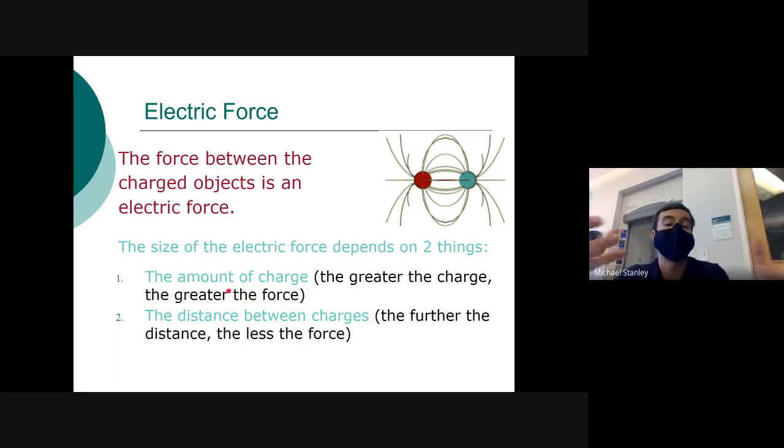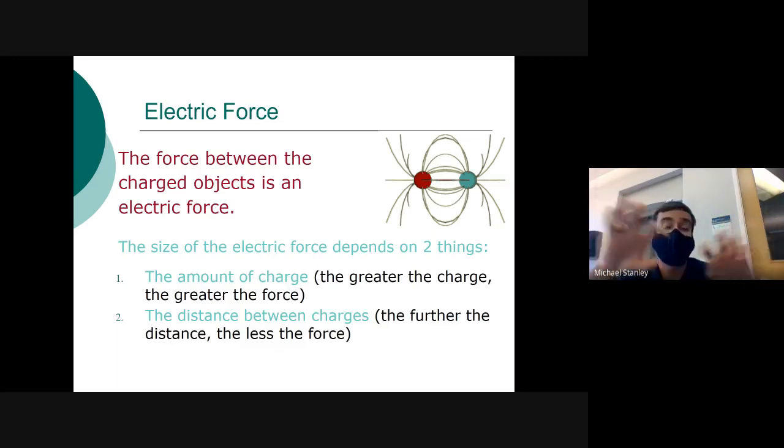So the bigger the charge on your objects, like the more protons or more electrons that you have on your objects, that's going to create a bigger force between them. So two things that are really negative, that have a ton of electrons, are going to push each other away more strongly than two things that are just a little bit negative. And then also the distance between the charges. The further away that you get, the less force there is between these charges.